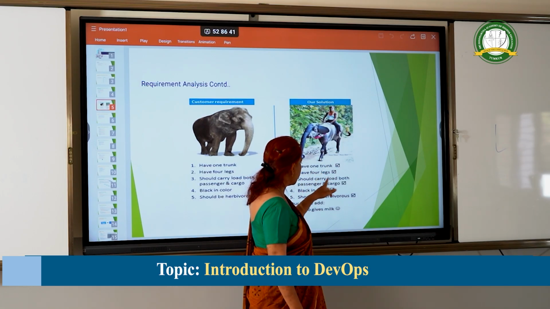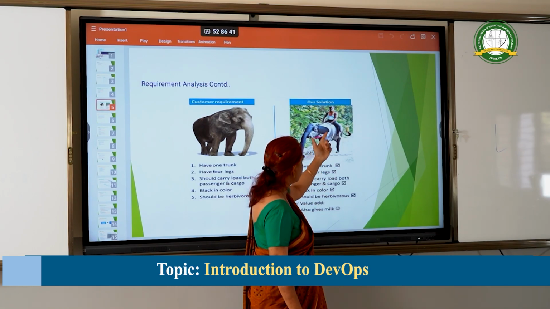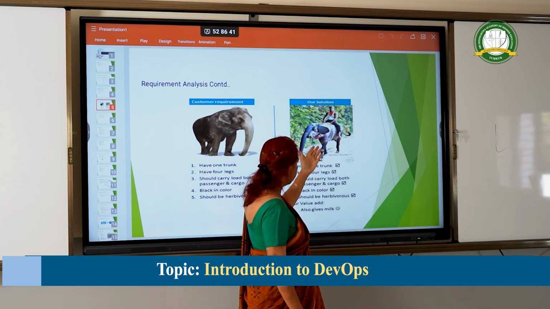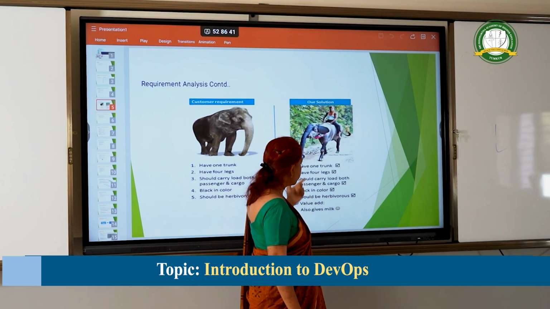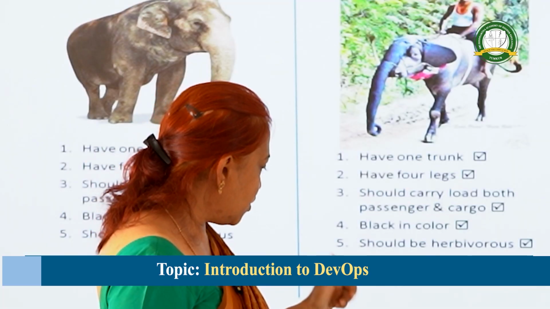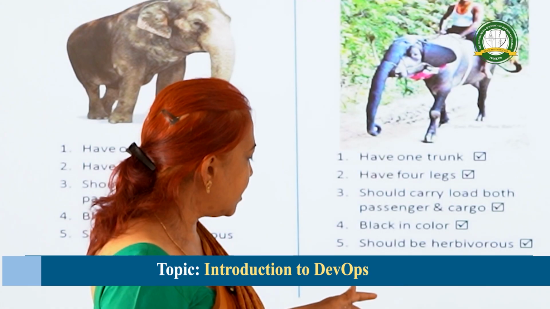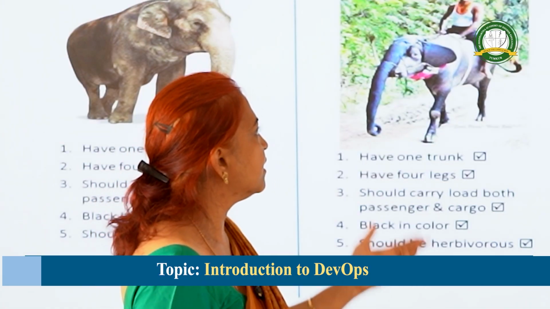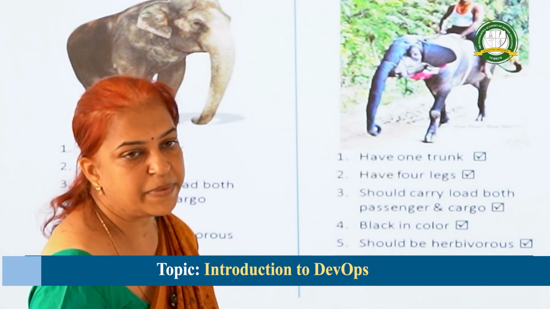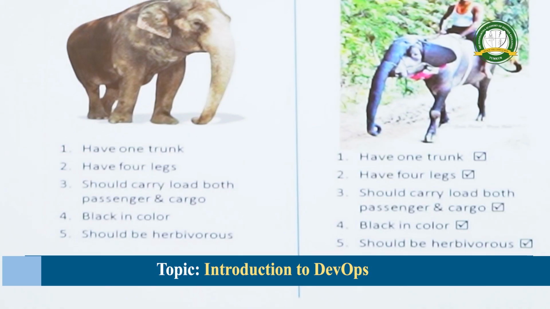Should carry a load of both passengers and cargo: this is a passenger and the cargo that it is carrying. Black in color, yes, it is black in color. Should be herbivorous, and yes, the buffalo is a herbivorous animal. One more value-added thing is that it also gives milk. That is one of the solutions they have given. This is the requirement the client asked for, and this is how the IT people developed it.